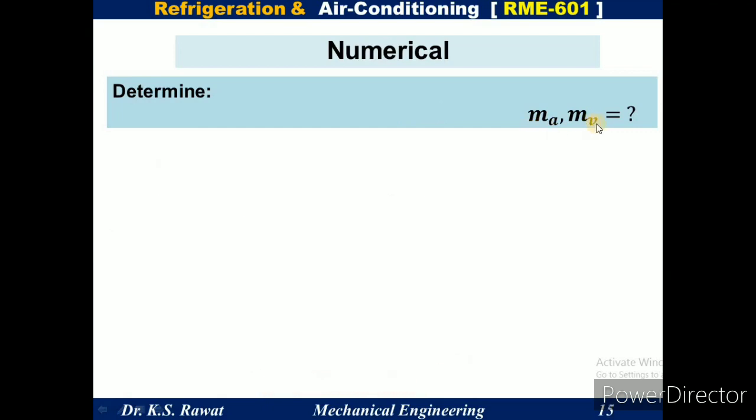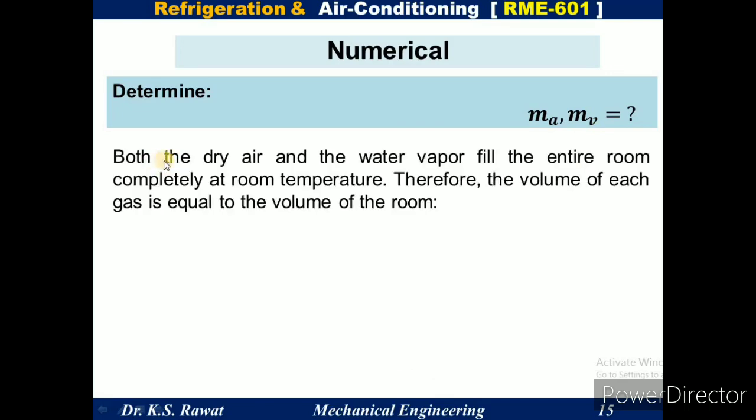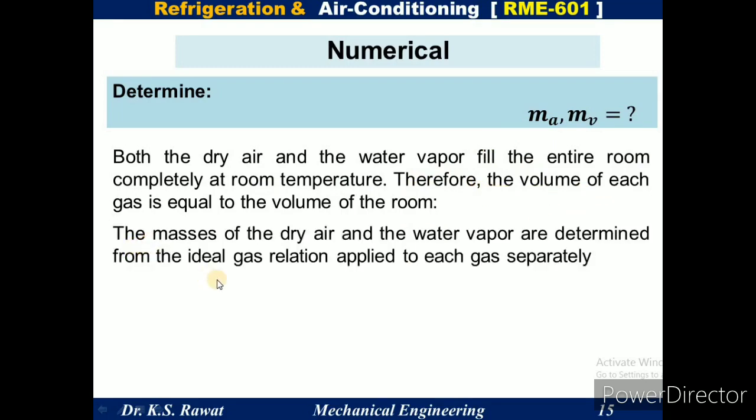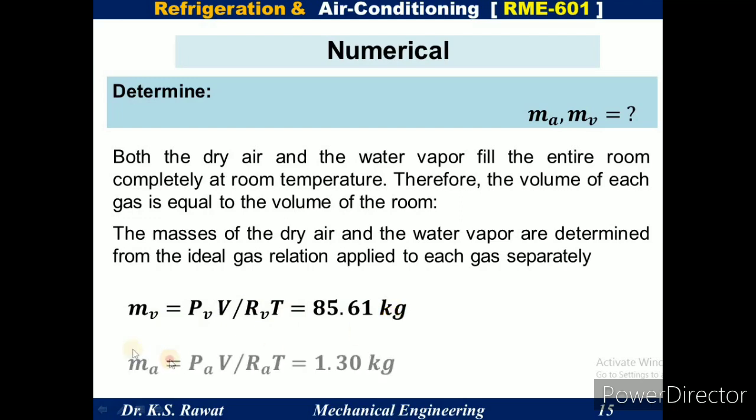Now the mass of dry air and mass of water vapor remain. Both the dry air and water vapor fill the entire room completely at room temperature. So the temperature of the dry air and water vapor will be the same and they will occupy the same volume. Apart from that, we are also considering both as an ideal gas. So we can apply the ideal gas equation to calculate the mass. The mass of water vapor is the partial pressure of water vapor times volume divided by the gas constant for water vapor times temperature. If we put the value, we will get 85.61 kg, and similarly we can calculate the mass of dry air. If you have any problem in this numerical, you can ask me.